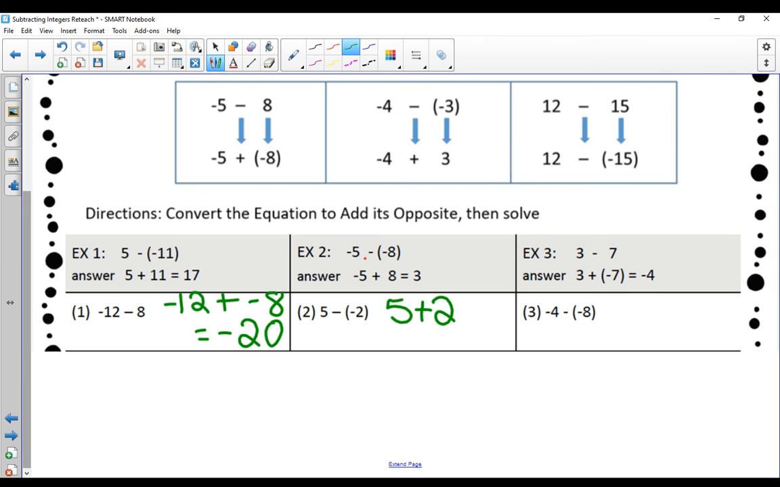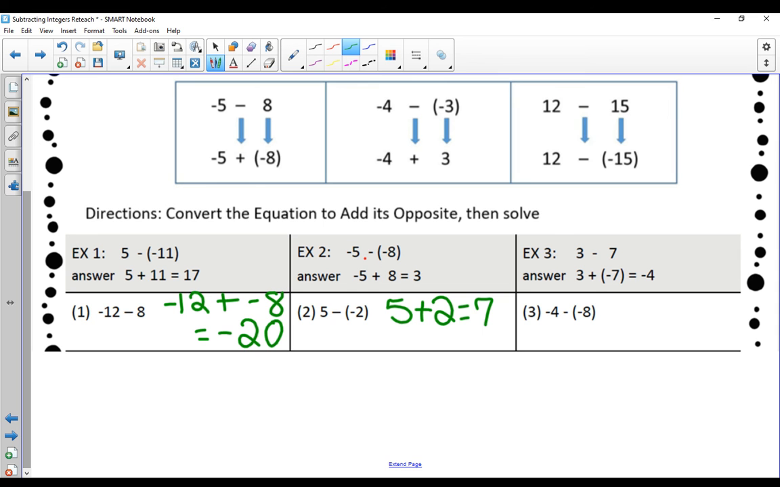Now again, I'm adding two positive numbers. Great, that means I'm just going to have positive numbers. So I'm going to do 5 plus 2, and when I do that, I get 7. Okay, pretty simple, easy, basic ones. Number 3, though, is a little bit harder. Number 3 is where we're going to be wanting to use our different signs rules.